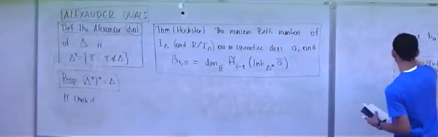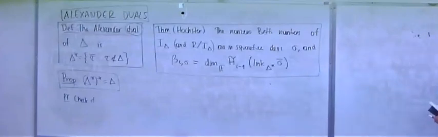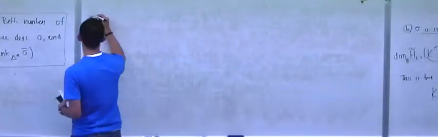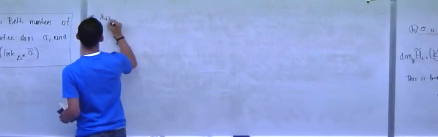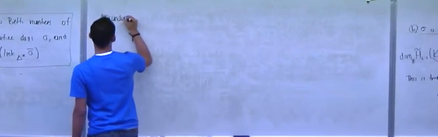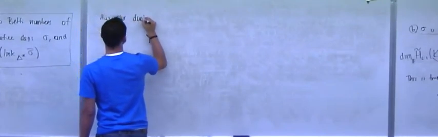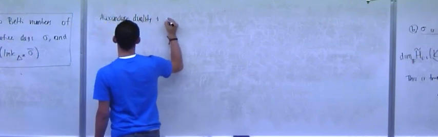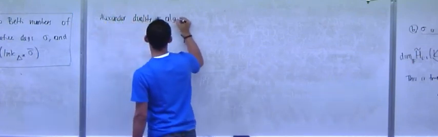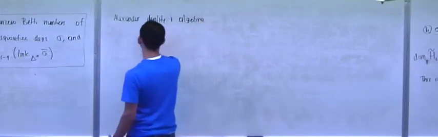Now, what I want to do now is give you two more incarnations of this duality, two more reasons why this duality is a good thing. So, Alexander duality. The first reason is going to be algebraic, and the second reason is going to be topological.